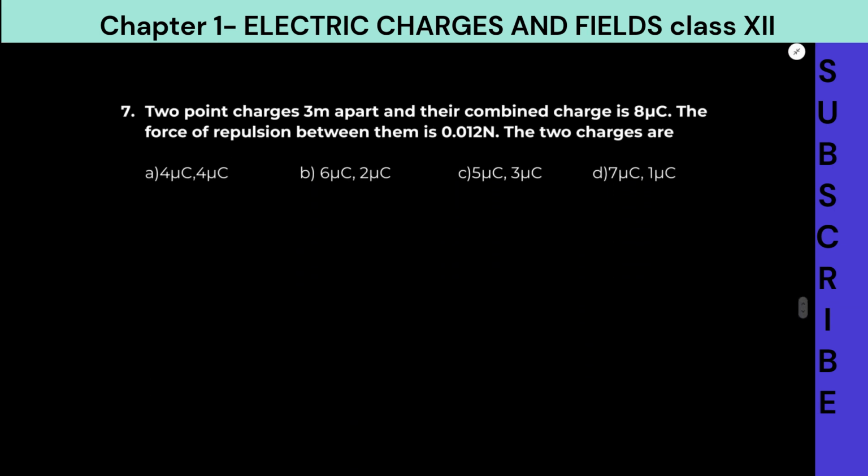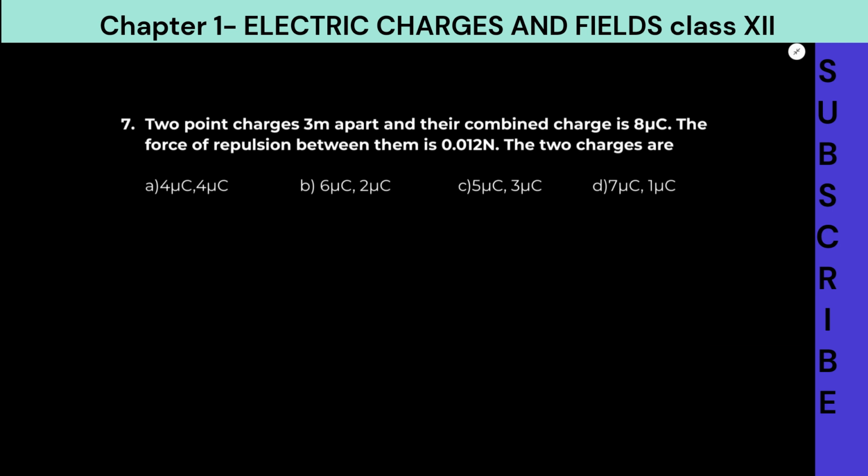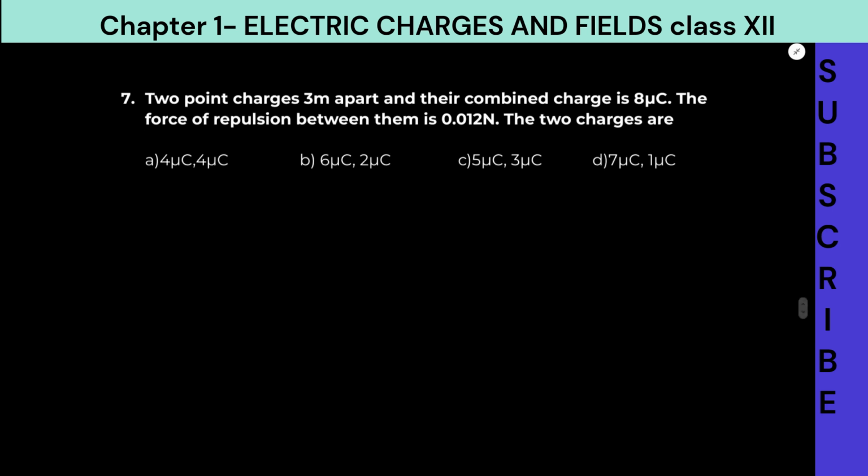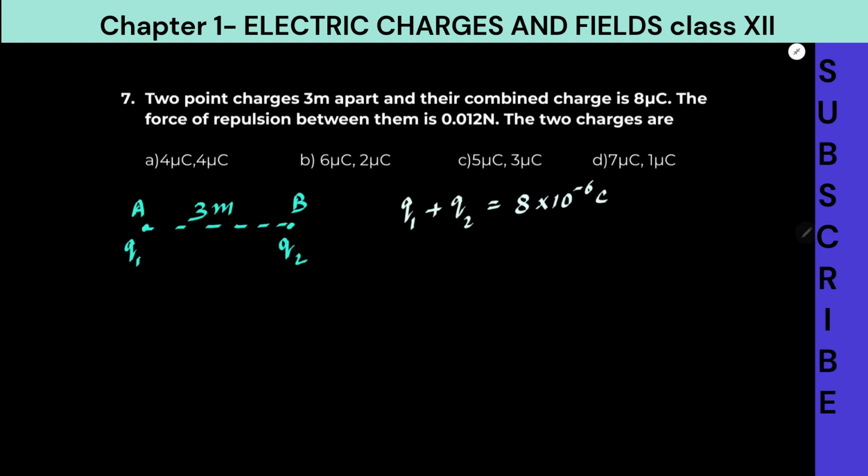Let's move to our question number 7. Question number 7 says: two point charges 3 meter apart, and their combined charge is 8 microcoulomb. So let's say there are two charges, one placed at A, one placed at B, and let's call them Q1 and Q2. They are placed at what distance? 3 meter apart. And what is their combined charge as per the question? Q1 plus Q2 is given as 8 microcoulomb, 10 to the power minus 6 coulomb.